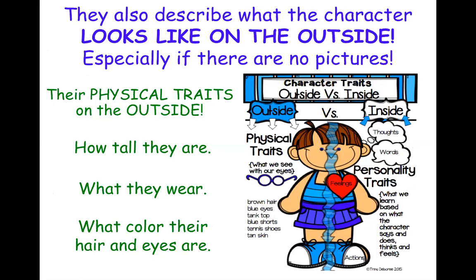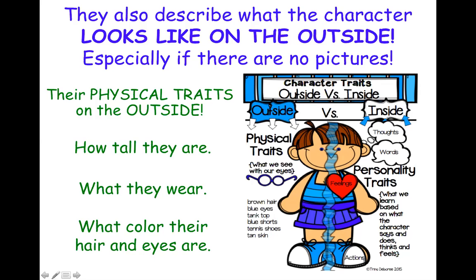But the inside isn't the only important thing. You also need to describe what the character looks like on the outside, especially if your story has no pictures. You need to make sure you describe the physical traits that are on the outside of the character. Things like how tall they are, what kind of clothes they're wearing, what color their eyes and their hair is, right? These are all physical traits, which are on the left side of this chart here. The stuff that we see on the outside are physical traits. It's what we see with our eyes. Things like brown hair, blue eyes, tank top, blue shorts, tennis shoes, and tan skin.